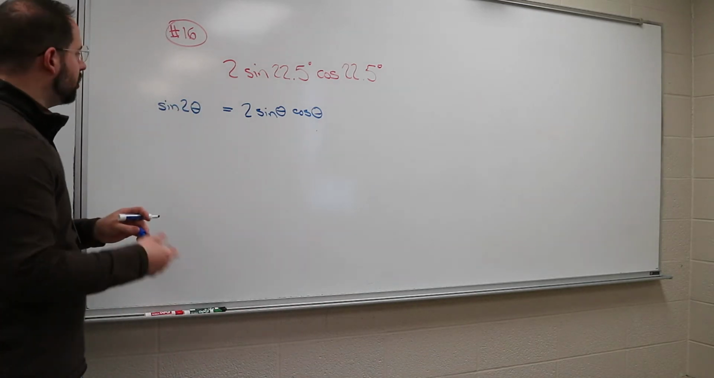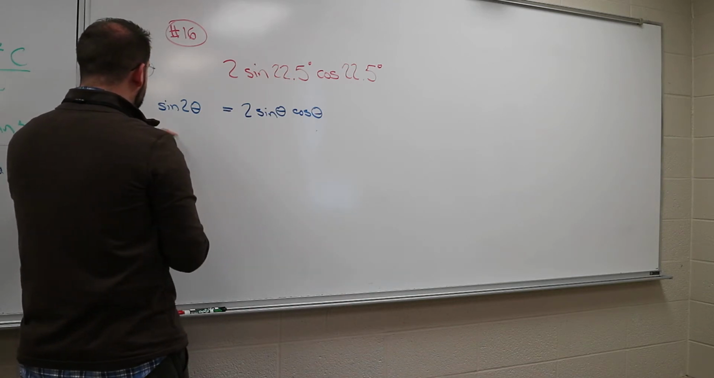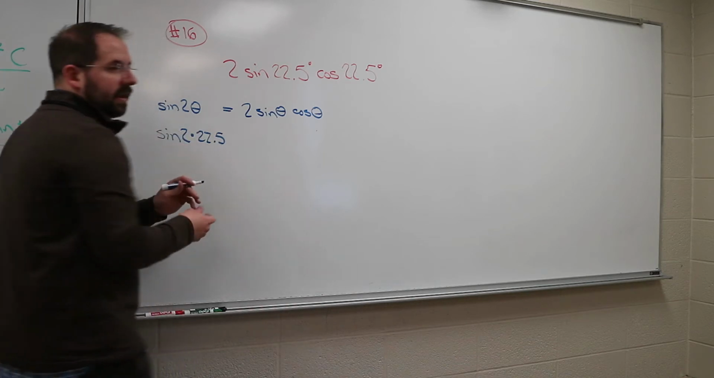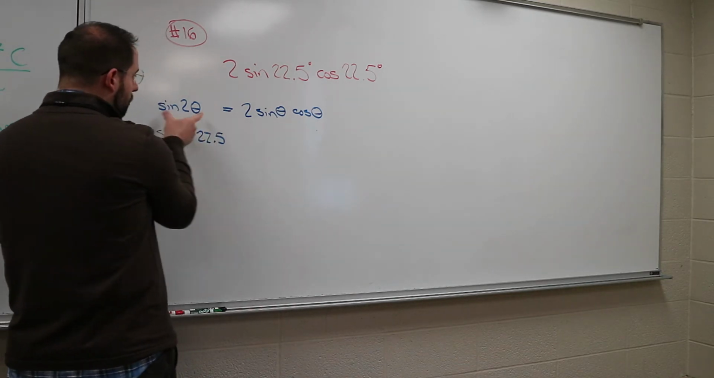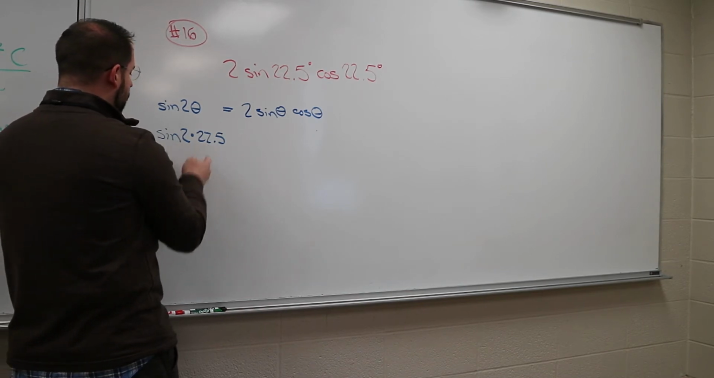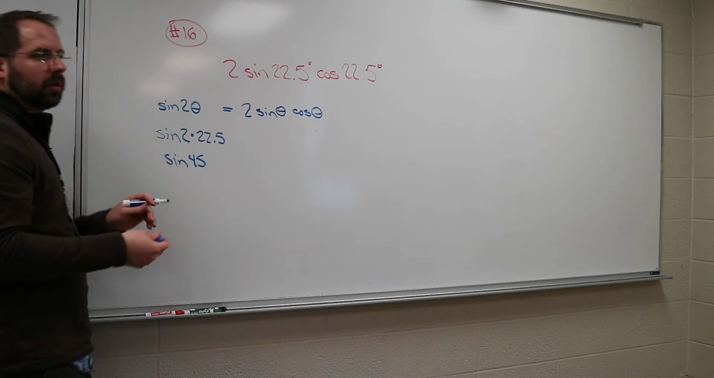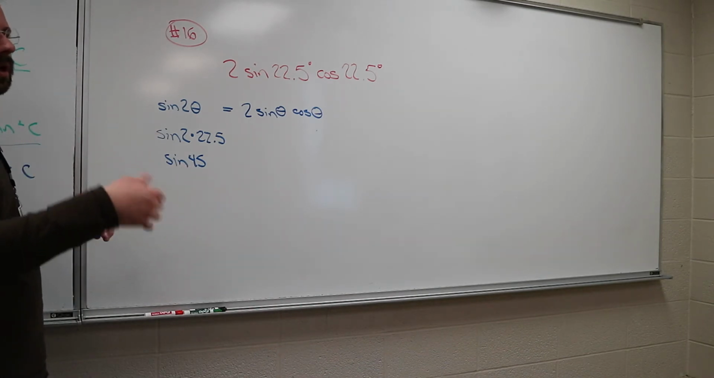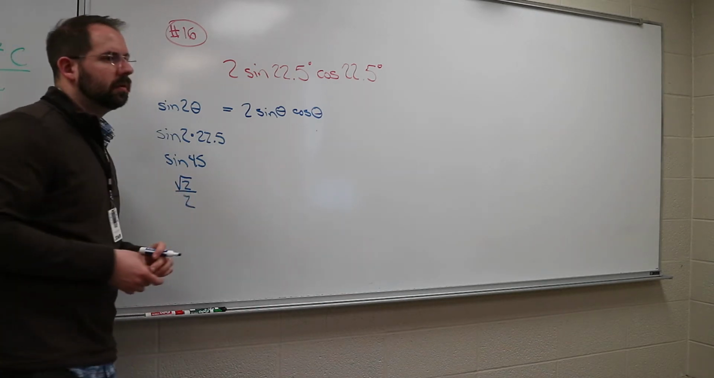That's the formula on your property sheet. So the theta that they're using is 22.5. So this is sine of 2 times 22.5. That's what they're doing, because that's my theta. So I'm going back to the original, which is 2 times 22.5, which is sine of 45, and you just have to rattle off what the sine of 45 is according to your property sheet. So go to your unit circle, find 45: root 2 over 2.